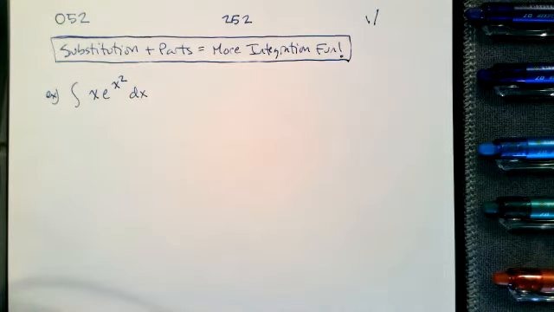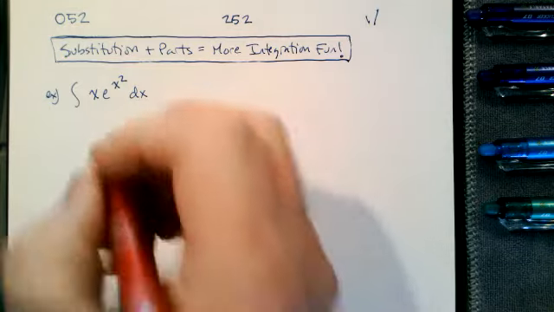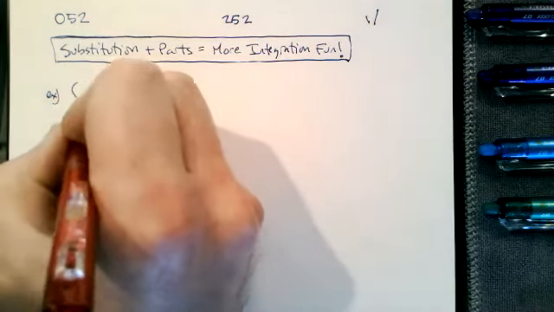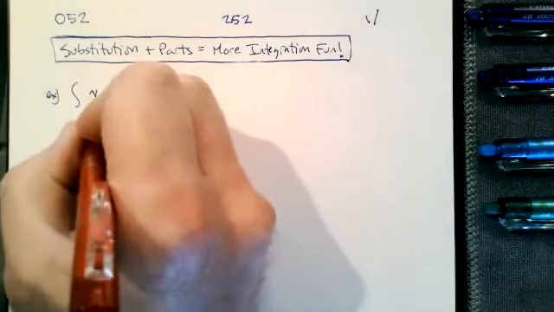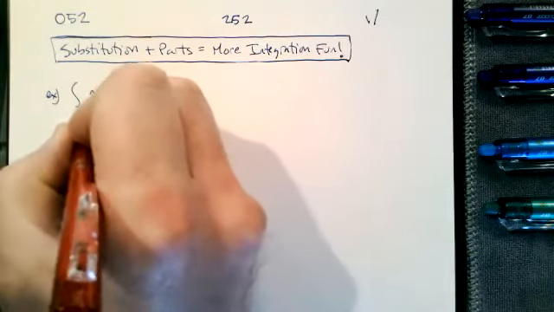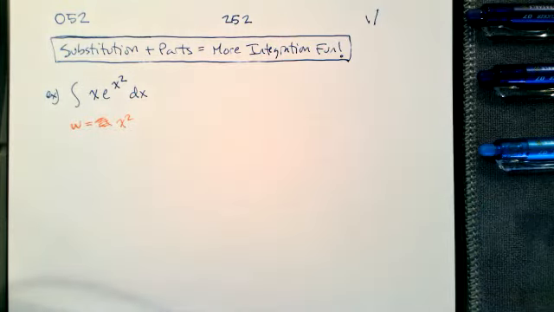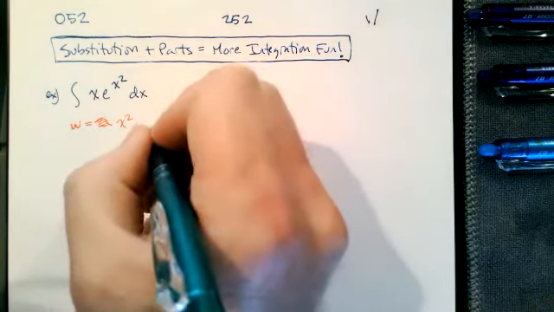Remember, every time you decide that you're going to make a substitution, w equals x squared, if you think this is something that you want to do, that means you need to find out what's going to be your dw. If w is x squared, then you need to take the derivative.